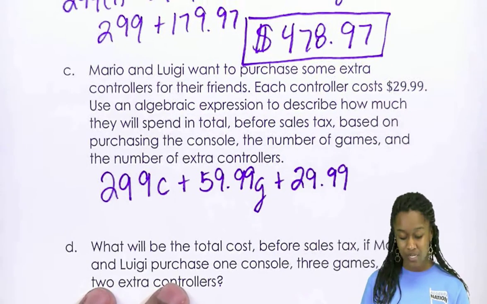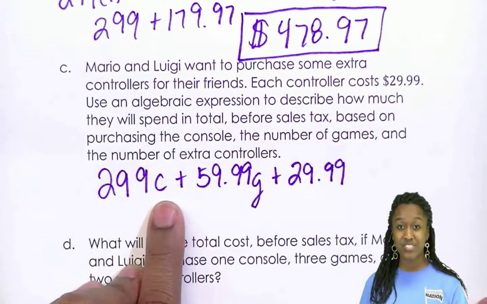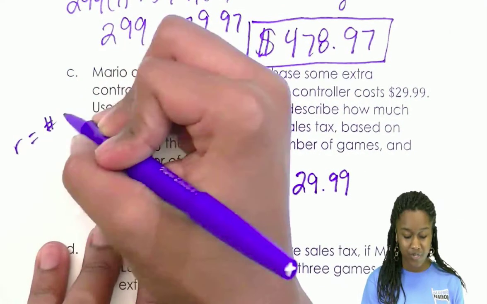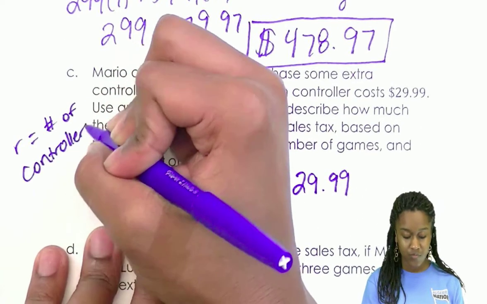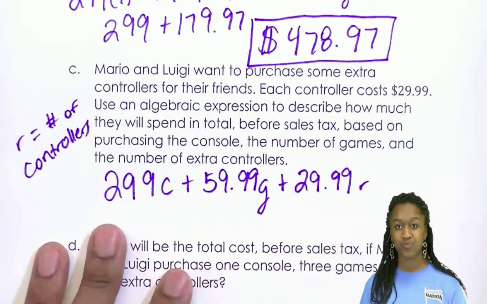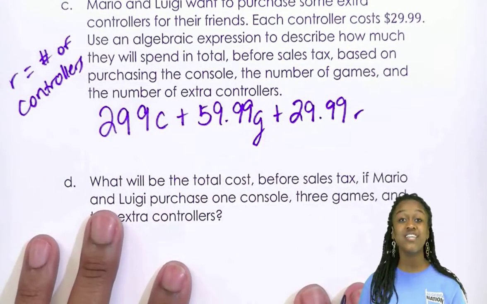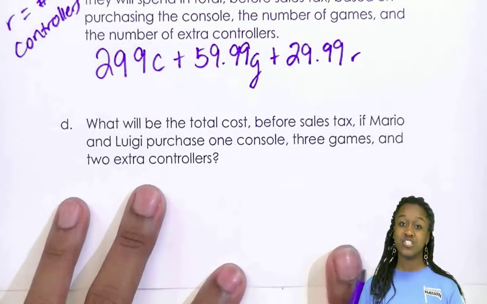No. Now we can't use C for controllers because we already used C for console. So let's use R for the number of controllers. Okay, now we have an algebraic expression for the cost of purchasing a console, number of games, and extra controllers.